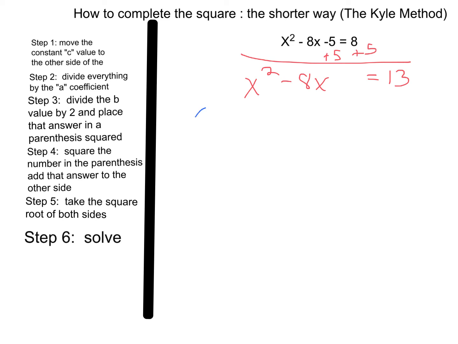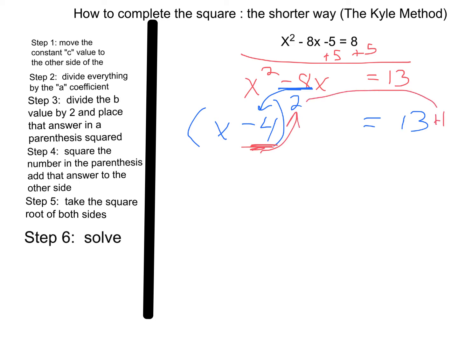So this is where this method is a little different. Okay. We're going to take this, divide it by 2, and put it in a squared parenthesis. So 8 divided by 2 is 4, and that's going to be in our square. Now, our next step, we're going to square the number in the parentheses and add that answer to the other side. So we're going to take negative 4 and square it, and you get plus 16. So we're going to have x minus 4 squared is equal to 29.